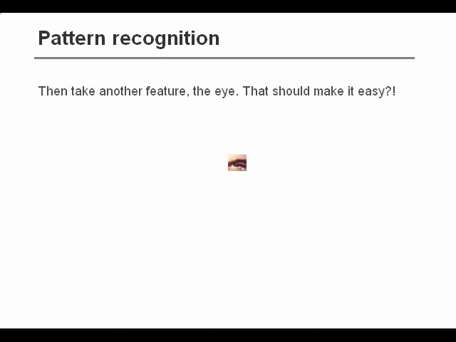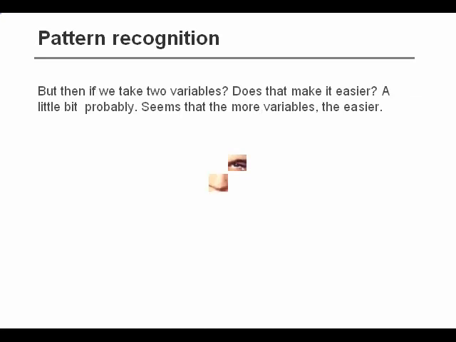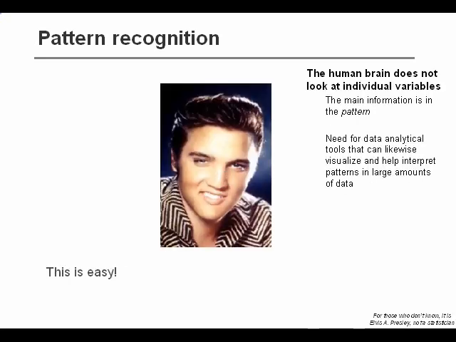but we could look at another feature or another variable instead. For example, the eye, or we could look at both simultaneously. And even though it helps to look at both, it's not really simple to see which person it is. But if we look at the whole image, there's absolutely no problem. It's quite simple to see who it is.